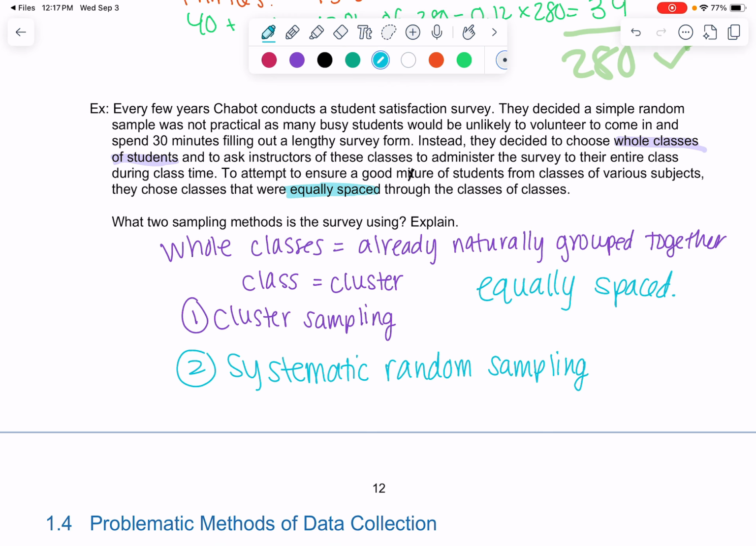Next, we'll jump into 1.4, and that'll be bad methods, methods you should not be doing to collect data. So I'll see you back for section 1.4.